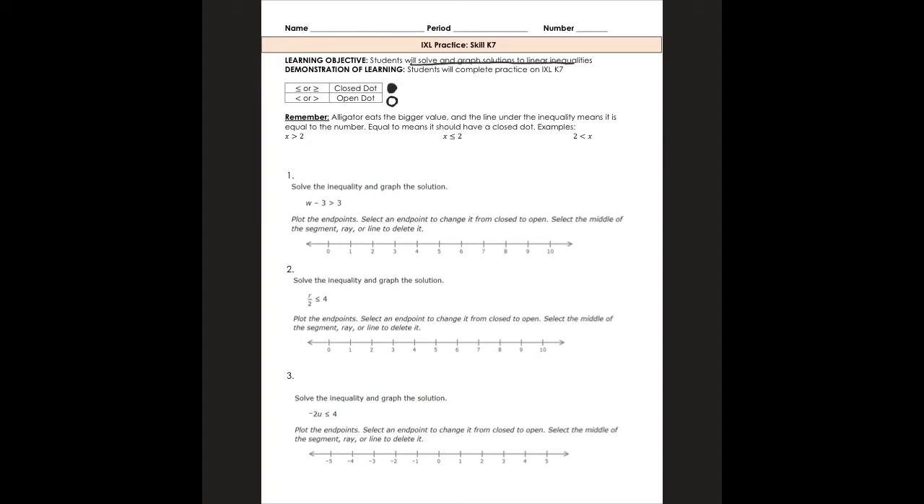The second thing we need to remember is that the alligator eats the bigger value. So whichever way the inequality symbol is pointing, that value should be bigger. So for instance, this value right here, the alligator is eating the x. So x is bigger than 2.